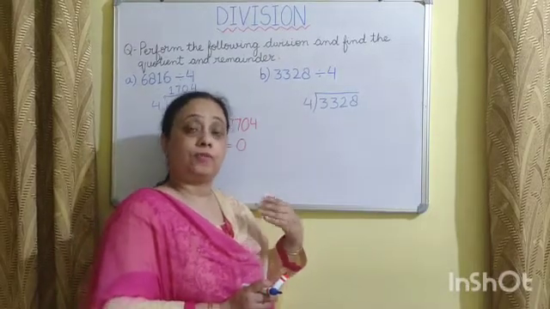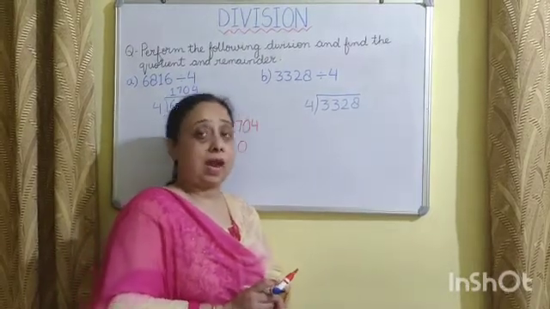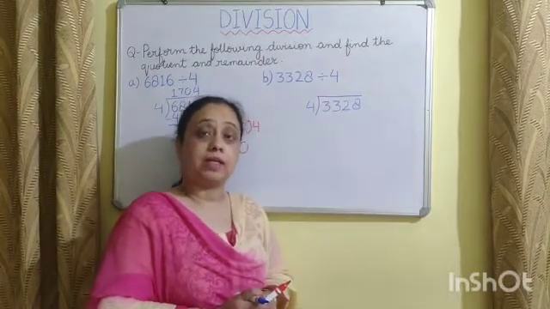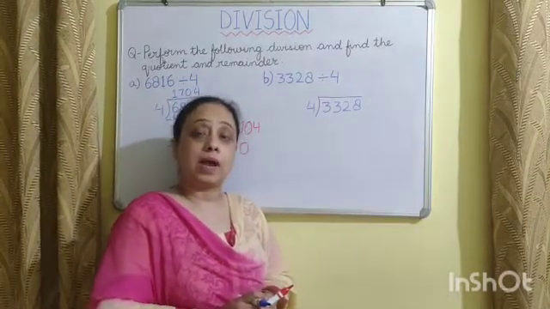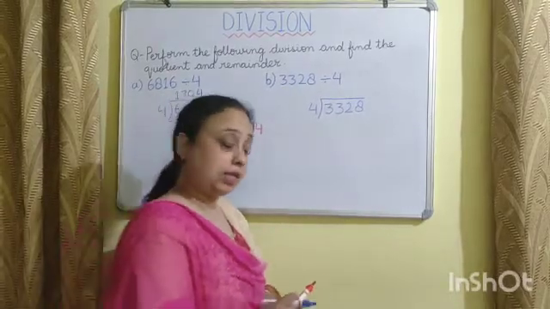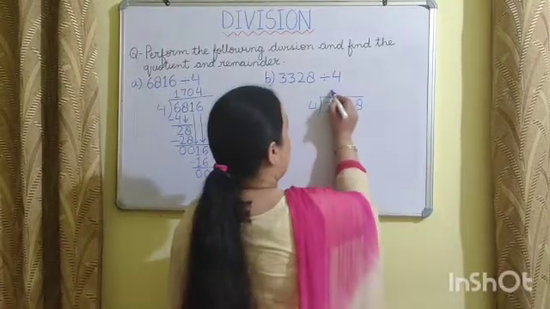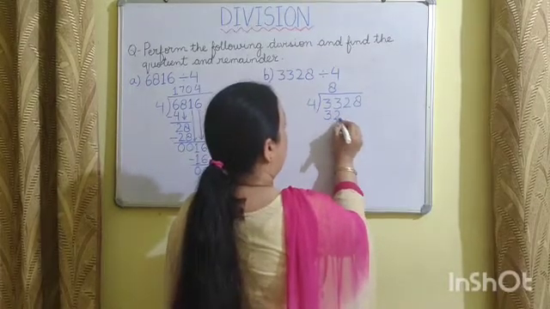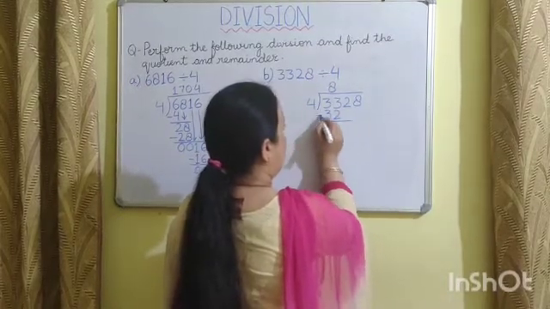We know that 4 8s are 32 and 4 9s are 36. And 36 is greater than 32. So we'll stop at 4 8s are 32. We'll write 8 here and 32 here. Subtract this.